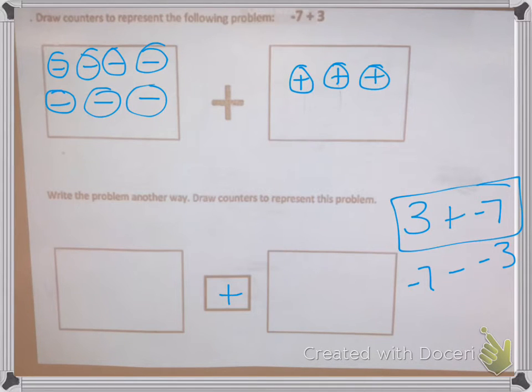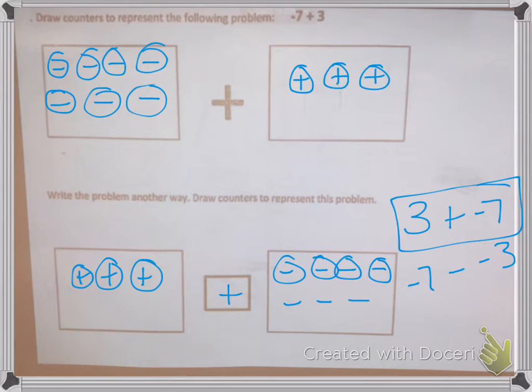All right, so we've got positive 3 and negative 7. So that's what it's looking for there. You could have written this one too, and it would all give you the same answer.